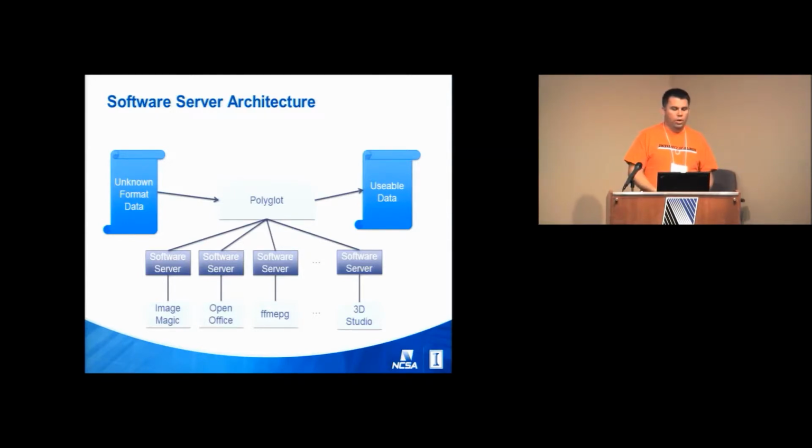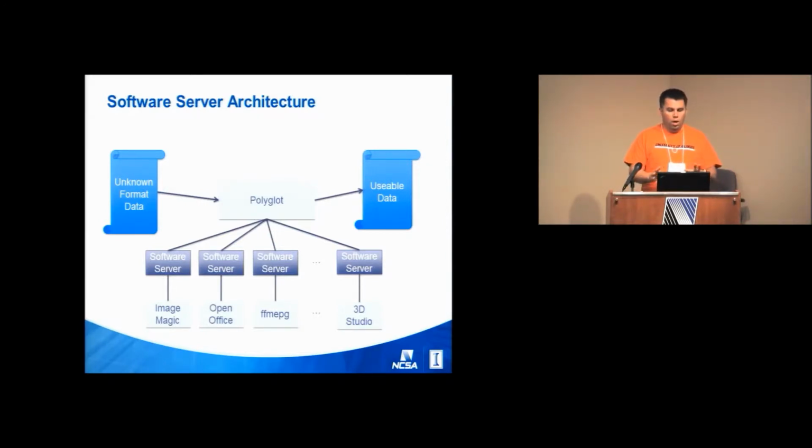So if you look at it, we have a software server that does ImageMagick and is really good at it. We have a software server that does OpenOffice, one that does FFmpeg. And if we need an extra video conversion, we just start up an extra software server that does FFmpeg, and all of a sudden we're up and running and we have twice the capacity that we had before.